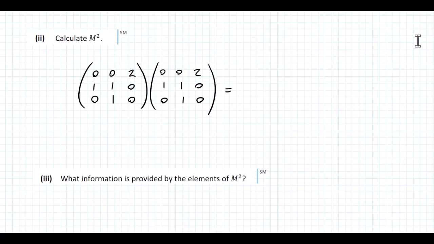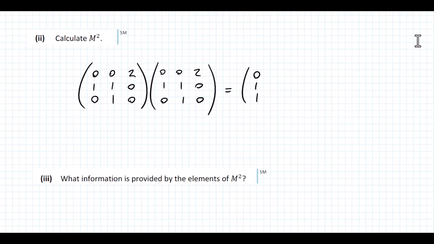Okay, so we start by multiplying 0 by 0, 0 by 1, 2 by 0, add your three answers, and that's just going to give us 0. So our first entry here is just going to be 0. Then we multiply 1 by 0, 1 by 1, 0 by 0, and that'll just give us 1 when we add those three together. And then finally down here, 0 times 0, 1 times 1, and 0 times 0 is just going to give us 1.